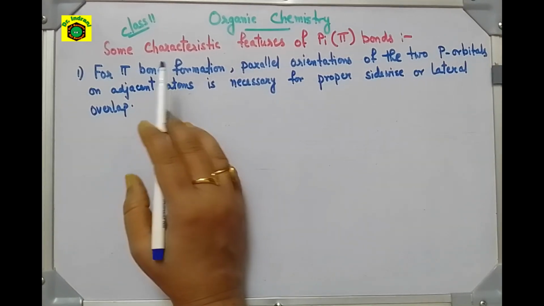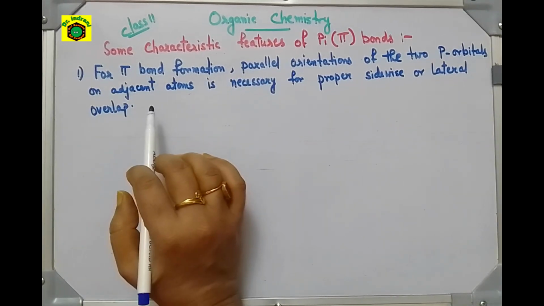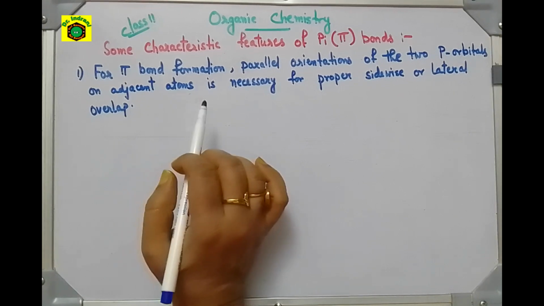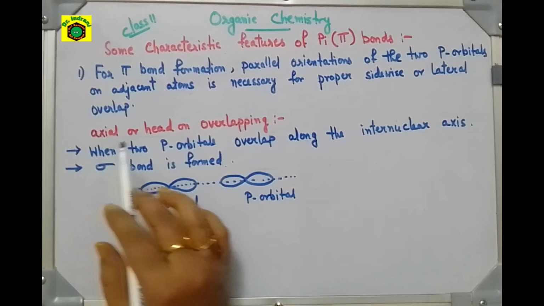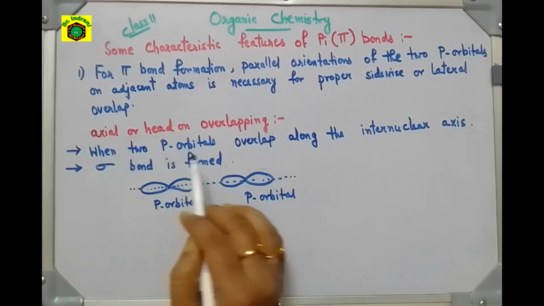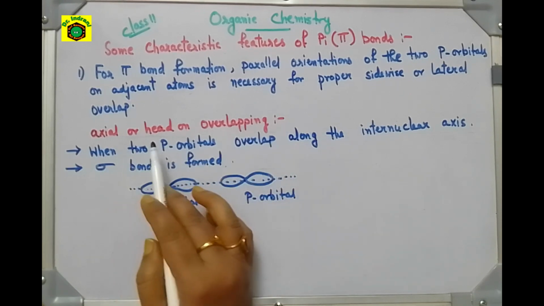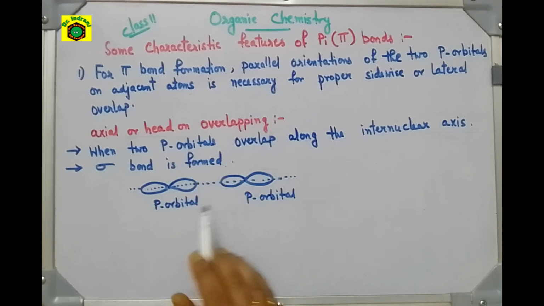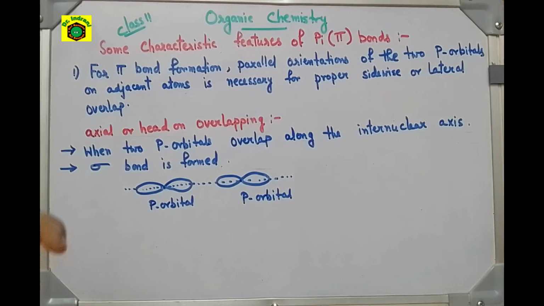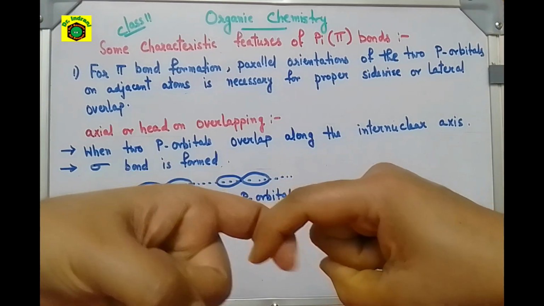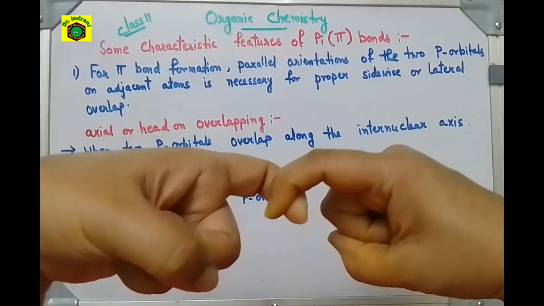Now we will study some characteristic features of pi bonds. To understand the first point, we should know about two types of overlapping. One is axial or head-on overlapping. When two p orbitals overlap along the internuclear axis, that is called axial or head-on overlapping. See, two p orbitals are there. This is internuclear axis. So here, overlapping of the two p orbitals is taking place that way. So that is called axial or head-on overlapping.